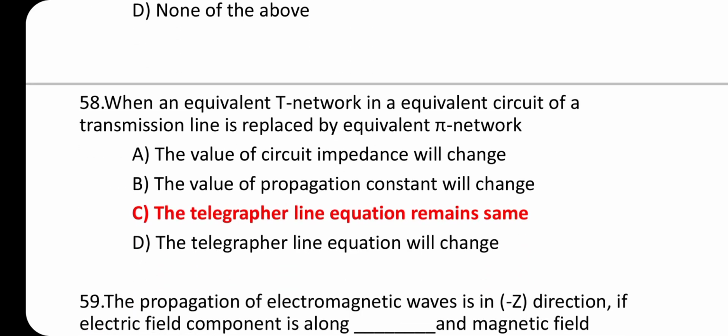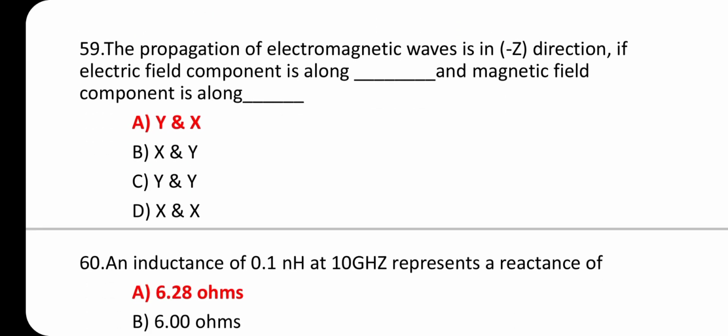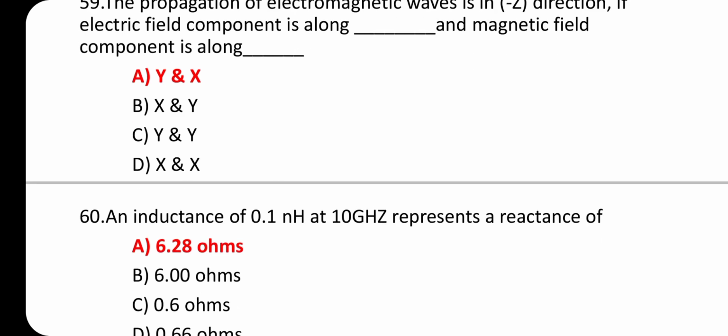When an equivalent T network in an equivalent circuit of a transmission line is replaced by equivalent pi network, the answer is option C, the telegrapher line equation remains same. 59, the propagation of electromagnetic wave is in minus z direction if electric field component is along dash and magnetic field component is along y and x.